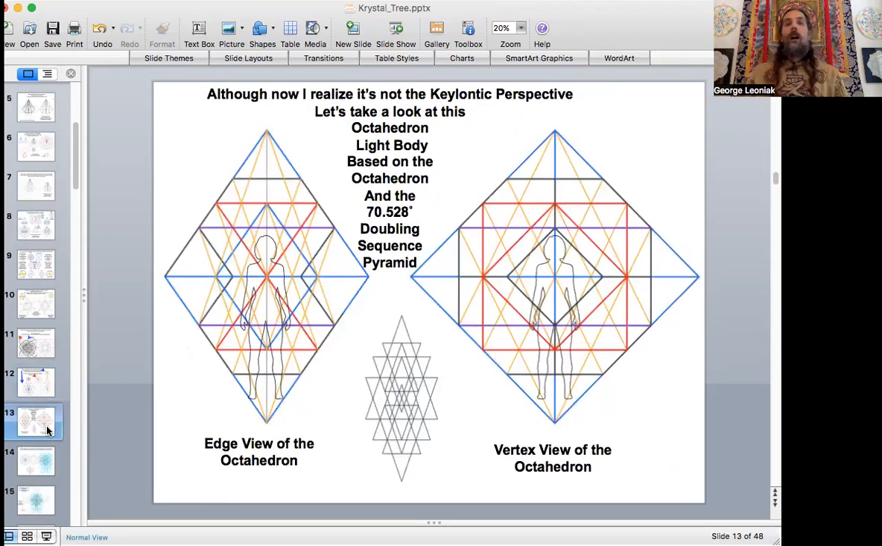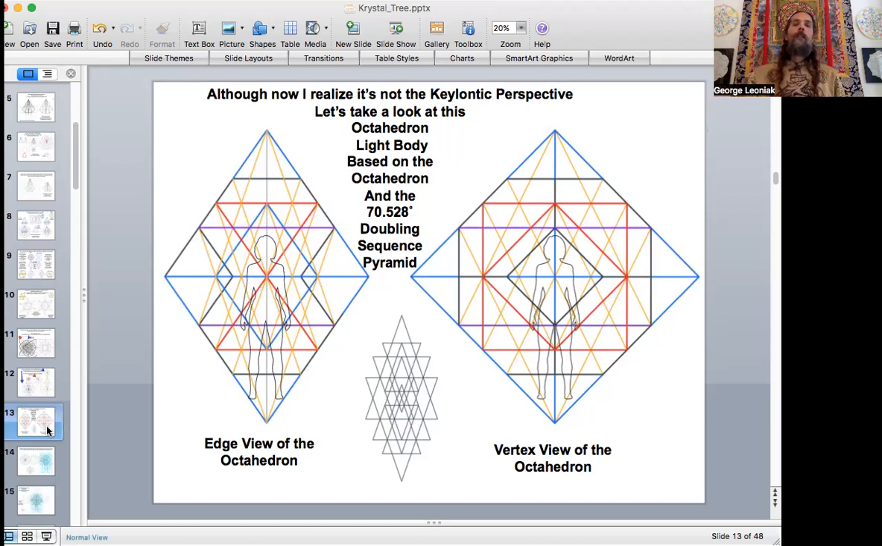Okay, so although I now realize that the octahedron-based geometry is not the Keylontic science perspective based on what the manuals tell. Now, I know there's some other people out there in the Keylontic community who feel that the octahedron is the predominant version of the light body, but it doesn't seem to be the original teachings based on the traditional Merkaba of two interpenetrated tetrahedra.